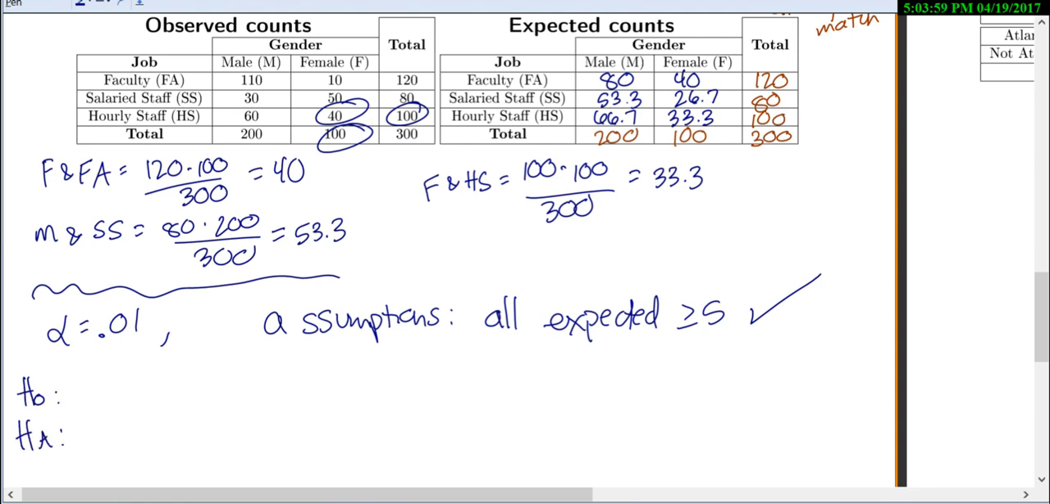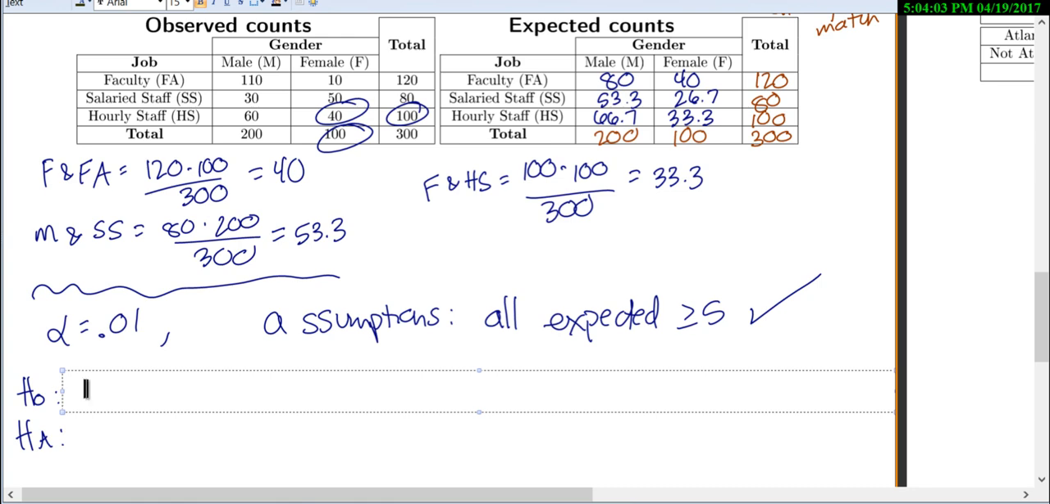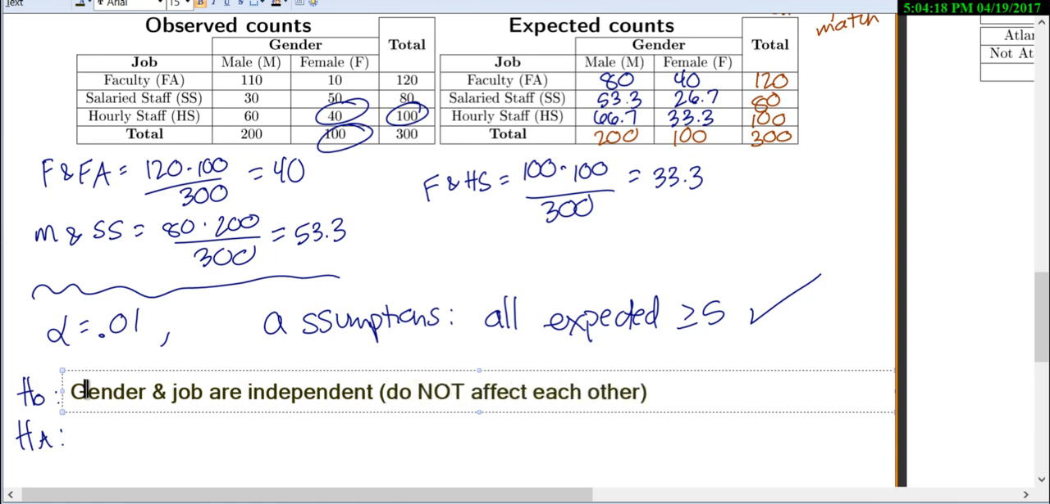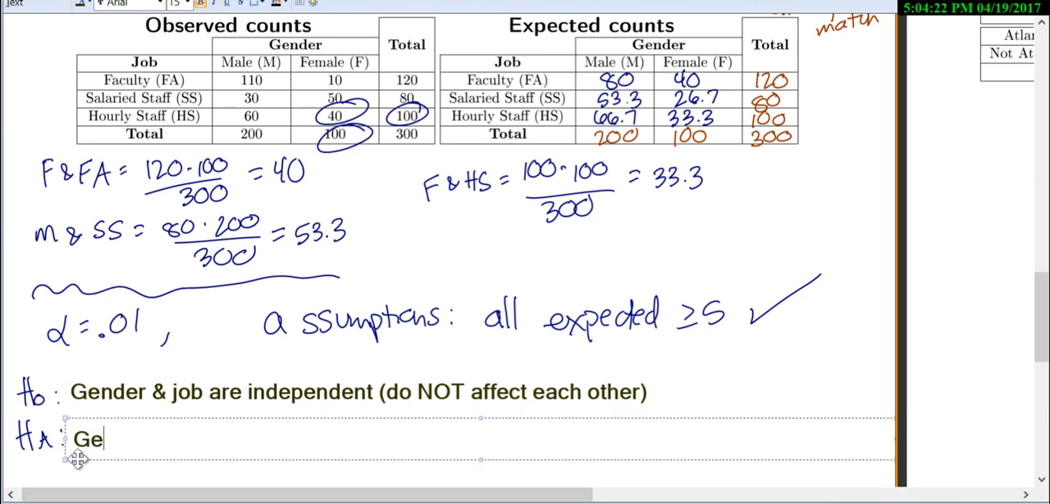We need our null and alternative hypotheses. The null is always that they are independent. So gender and job are independent. And because sometimes you have trouble remembering which one's which, I like to always write it out. That means they do not affect each other. Because that's what I really want to make sure I tell my boss, in case he doesn't know the difference. And the alternative is that gender and job are dependent, meaning they do affect each other.